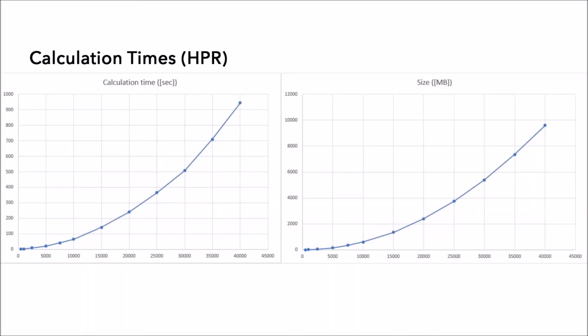So what you see is how the number of locations in a distance matrix relates to the computation time.